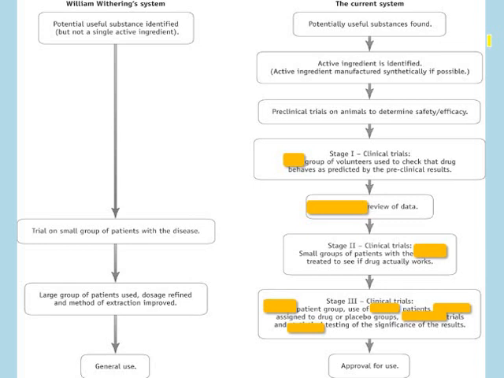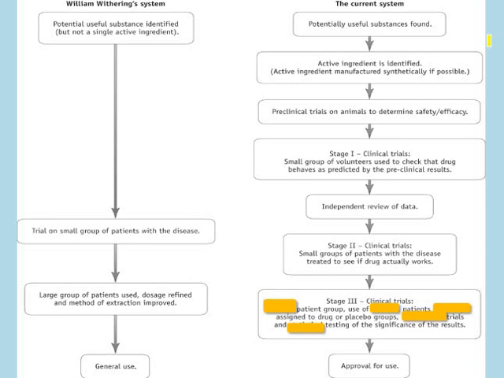Next, we do stage 1 of clinical trials, where we take a small group of volunteers and we're using it to check that the drug is behaving as predicted by the preclinical results, so we're testing for side effects. After this, you'd review your data, you'd look back through everything you've got and do some more checks. Then you start stage 2 of clinical trials, where small groups of patients with the disease are treated to see if the drug actually works.